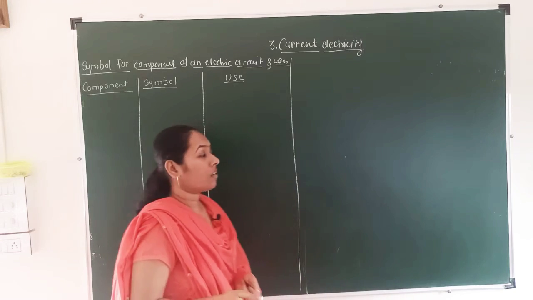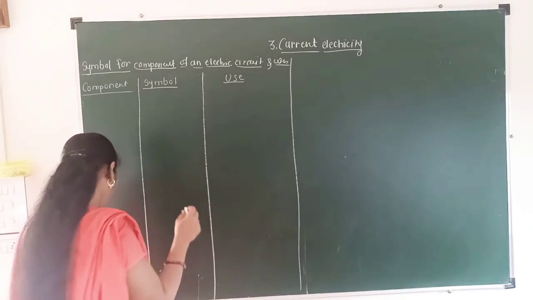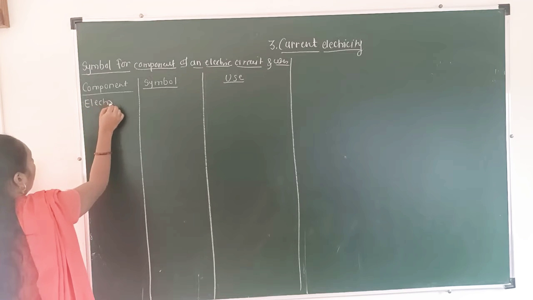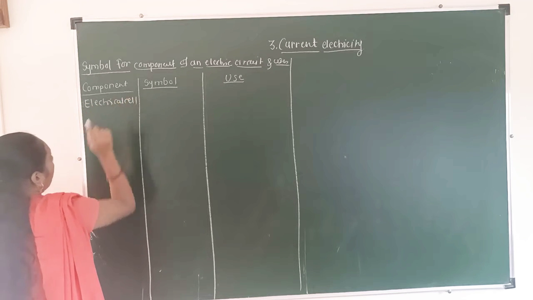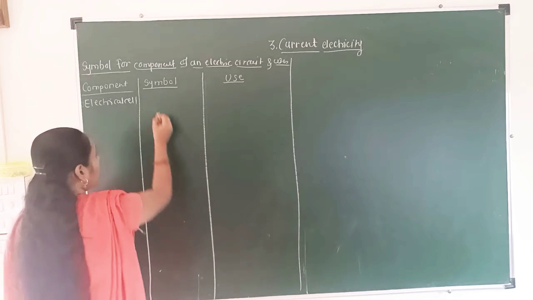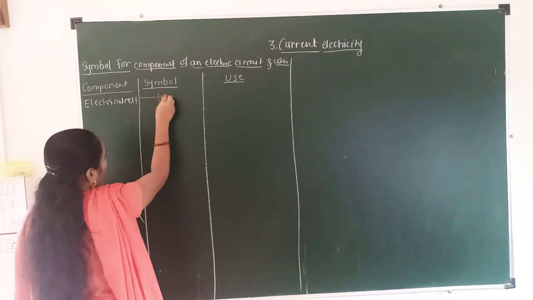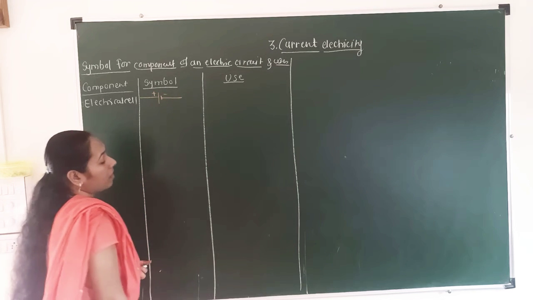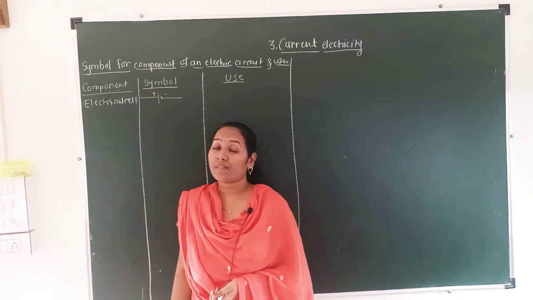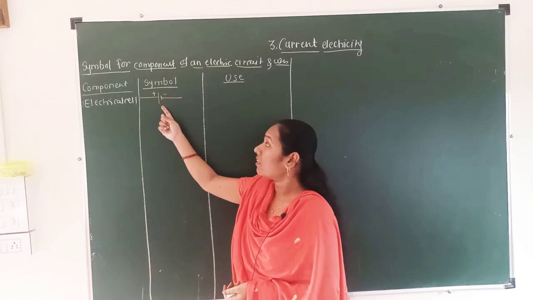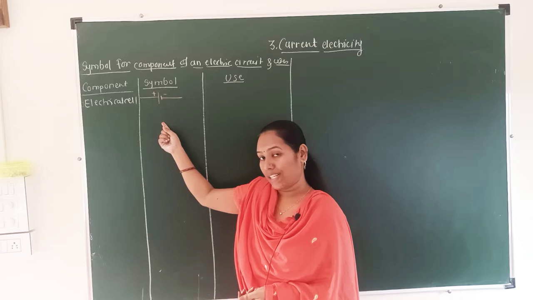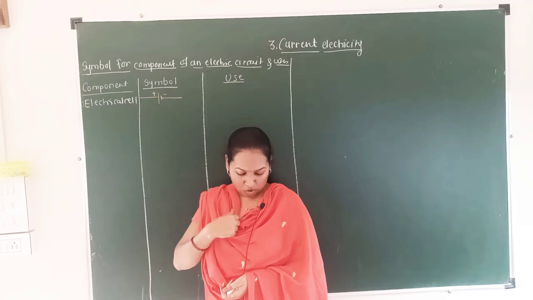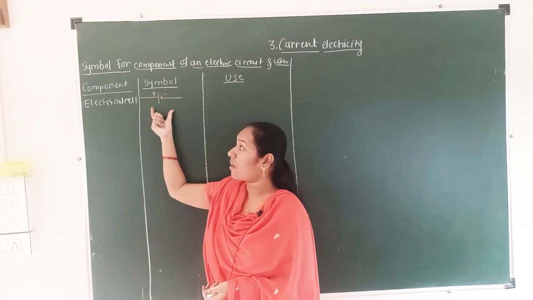The first component used in an electric circuit is the electric cell, and the symbol for the electric cell is shown with the help of this symbol. This is the positive terminal, this is the negative terminal. Why is the larger one the positive terminal and the smaller one the negative terminal? Because the larger one has higher potential, which means the positive end has higher potential and the negative end has lower potential. This is the symbol for the electric cell.